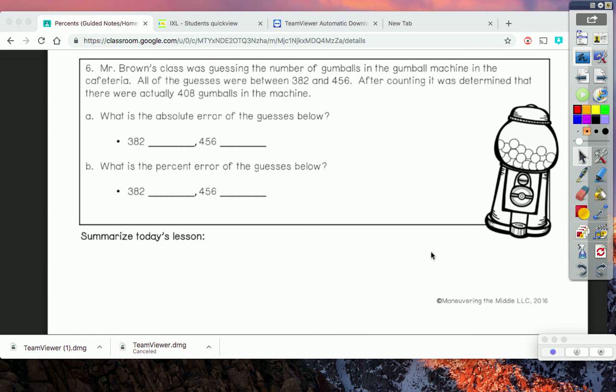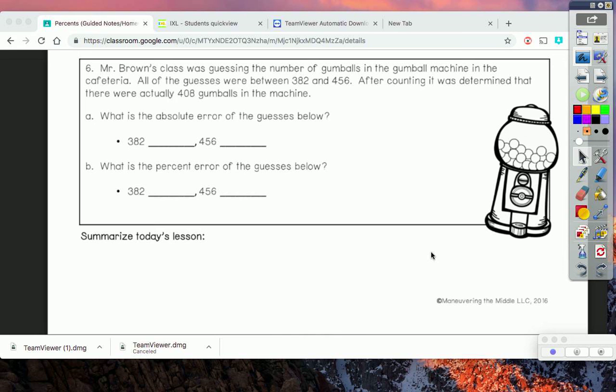Before we find the absolute error, tell me what the acceptable values are in this problem. I need some hands. Natalie, you're already working. What are the acceptable values? Cameron. 382 and 456 are our acceptable values. What is the exact value, Grace? 408 is our exact. So once you know those, all you have to do is fill in your equation.